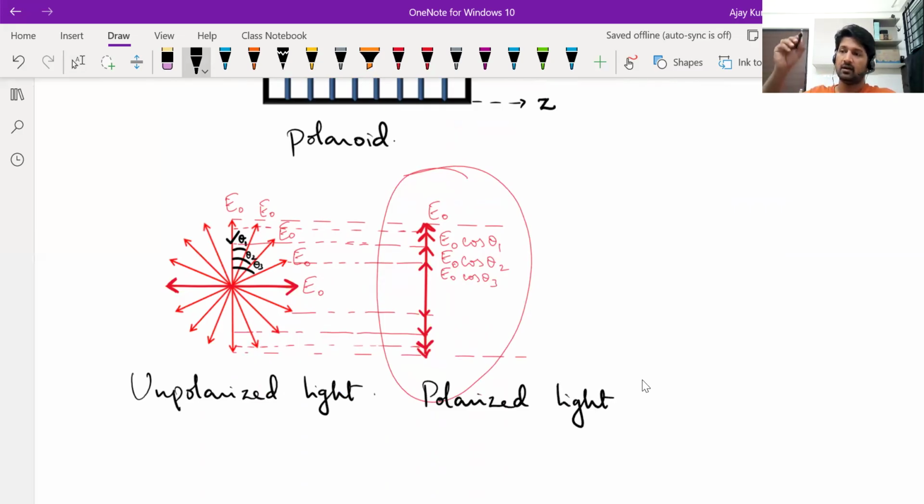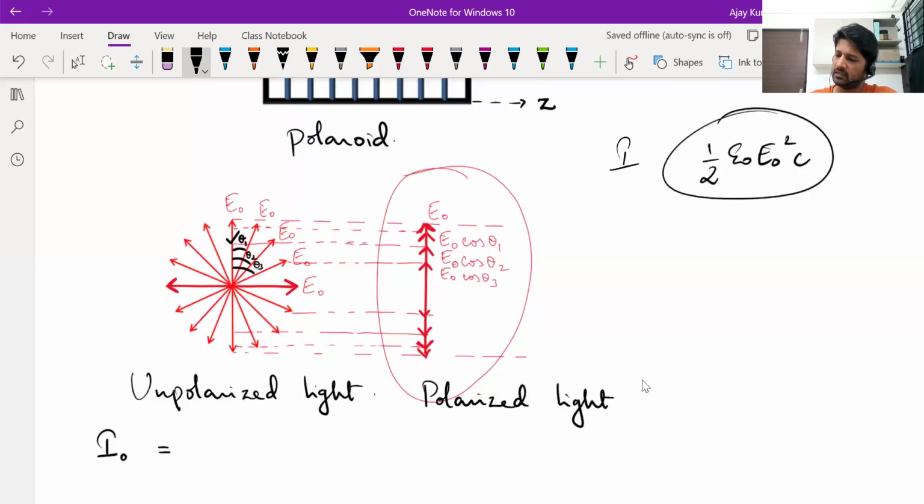In the incident light, all the waves had the same amplitude of electric field E naught. Therefore, the intensity of incident light, which you can call I naught, is proportional to the square of its amplitude. In fact, in the chapter electromagnetic waves, we derived a formula for the intensity of an electromagnetic wave: half epsilon naught E naught square into C. So intensity is proportional to the square of the amplitude of the electric field. Let's call the proportionality constant, half epsilon naught C, K. So you can write the average intensity of the incident light as K E naught square.